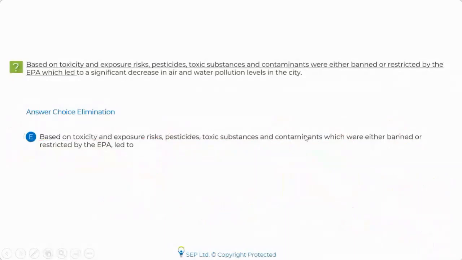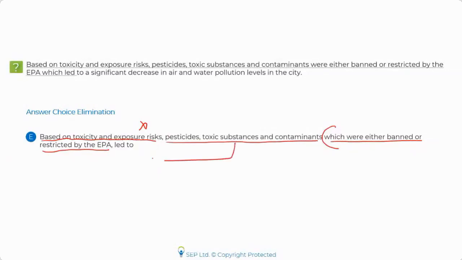Okay, guys, so let's look at E. E, we are back to based. So this again is wrong. And then we are saying contaminants which were either banned or restricted by the EPA led to. So basically, you're again saying, if you remove this, we are basically saying pesticides, toxic substances, and contaminants led to decrease in air and water pollution. That doesn't make sense. And that is also out.